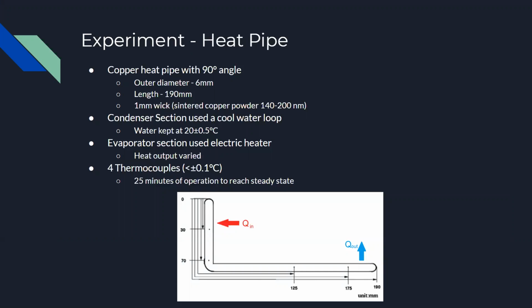The figure shows a picture of the spherical nanoparticles created for the experiment. The experiment section then talks about the copper heat pipe that was used, which had a 90-degree angle. It had an outer diameter of 6 millimeters and a length of 190 millimeters. The wick was created using sintered copper powder that had 140 to 200 nanometers in diameter, and it was 1 millimeter thick. The condenser section used a water-cooled loop that kept water at 20 degrees Celsius plus or minus 5 degrees Celsius. The evaporator used an electric heater that had a varying heat output to determine the effectiveness at different heat inputs. And then 4 thermocouples with the uncertainty of less than 0.1 degrees Celsius were used. To achieve steady state, the heat pipe was left running for 25 minutes before any data was taken.